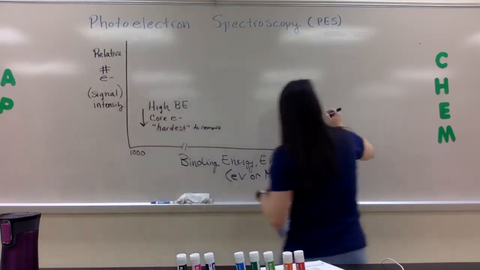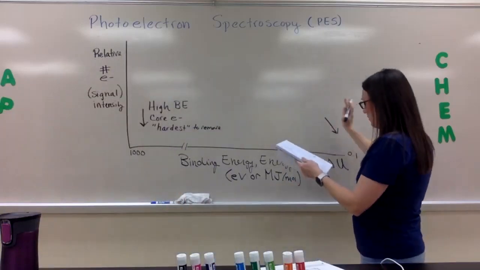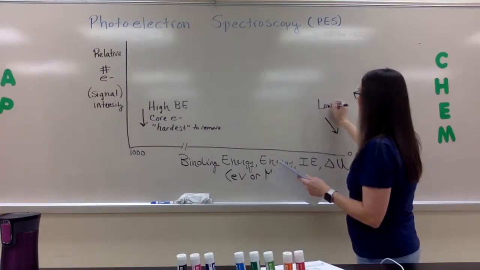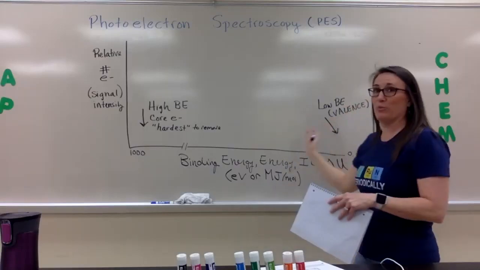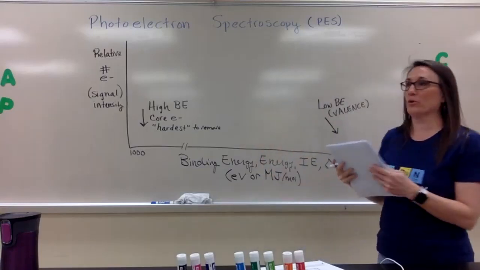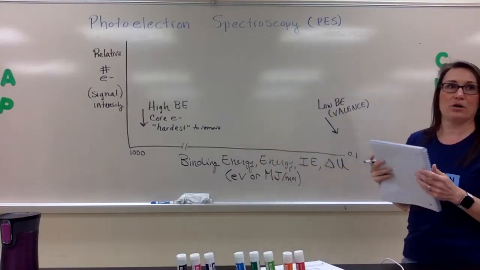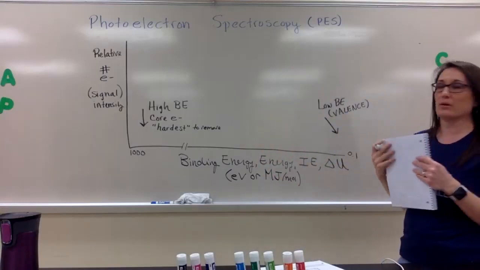And then if they're way over here, that's completely the opposite. These are the low binding energy. And then typically I like just to say that these are where your valence are at. So when they get to chemical bonding, we're going to tie it into VSEPR theory at some point. These are the electrons that are involved in the VSEPR theory bonding that we're going to do too.